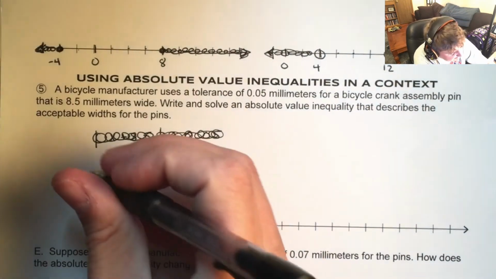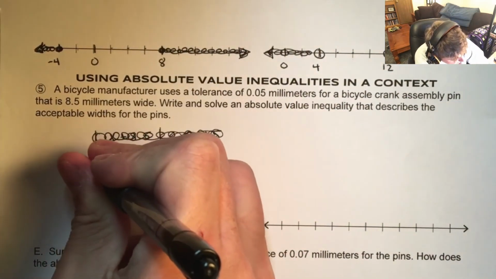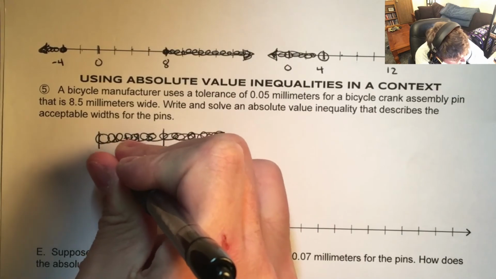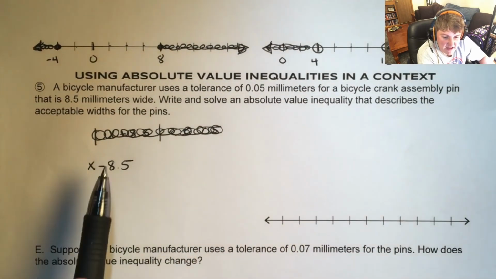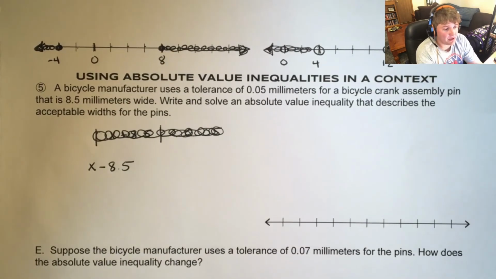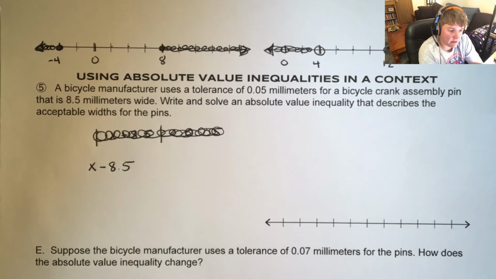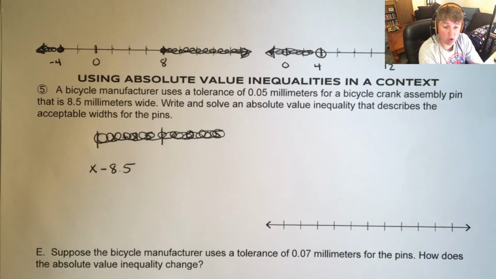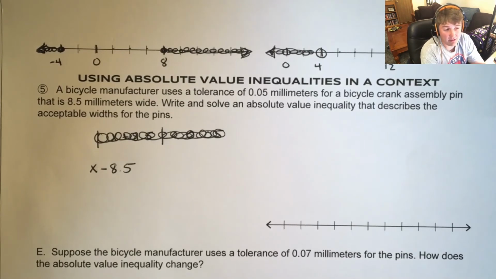So let's just take x minus 8.5. If x is the actual measure of a randomly selected pin, and I take away 8.5, that is the error we've made. If it was exactly 8.5, it would be 0, meaning I made 0 error. If it was 9 millimeters wide, it would have an error of 0.5, and maybe that's acceptable or maybe it's not.